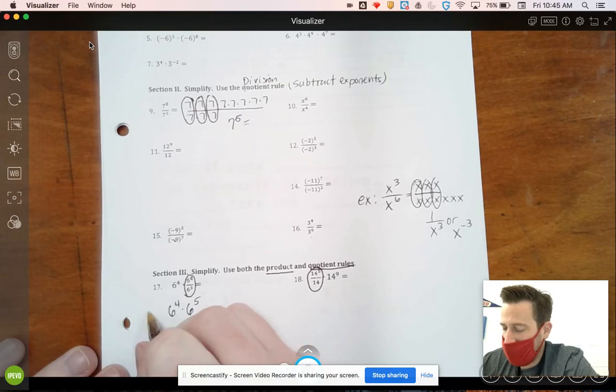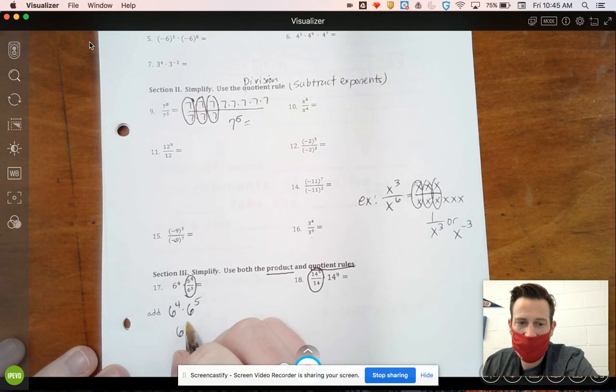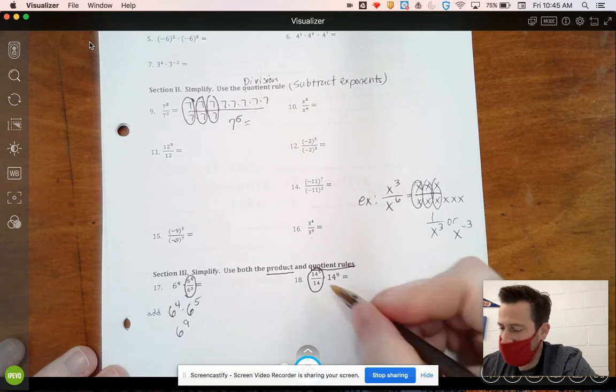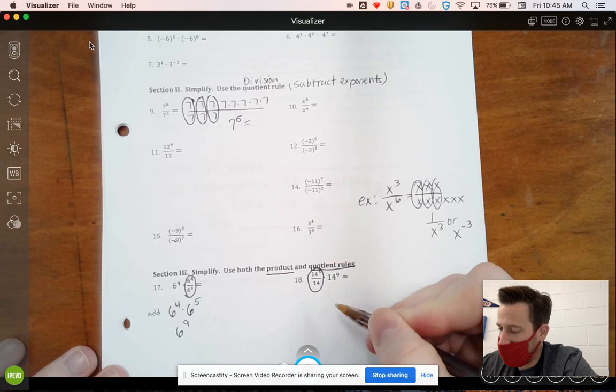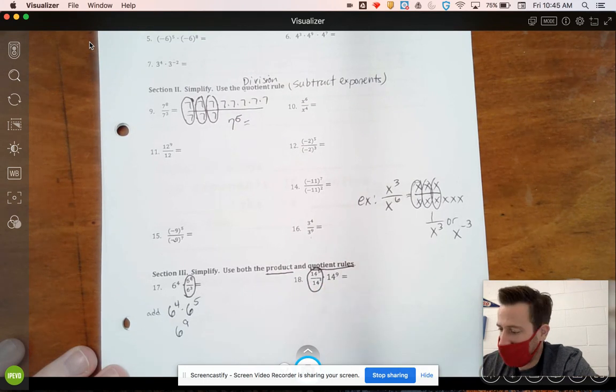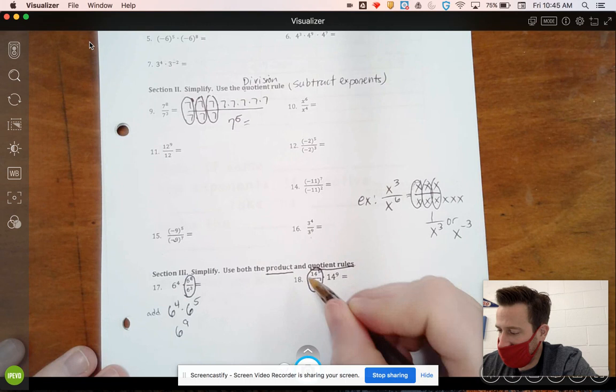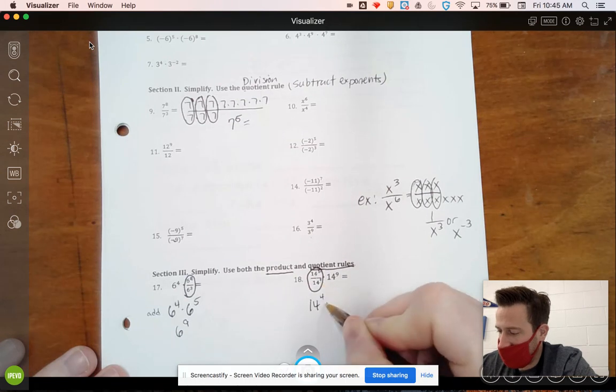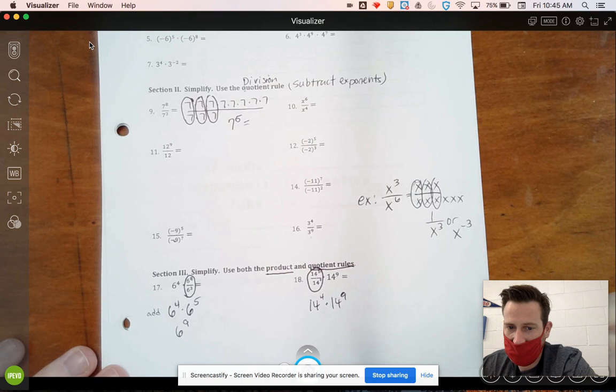And just one more here, 14 to the 5th power. There's no exponent here, so that means 1. So I would subtract, so that gives me 14. 5 minus 1 is 4. That's 14 to the 9th. So when I put those together, it gives me 14 to the 3rd. So that's an add. There you go.